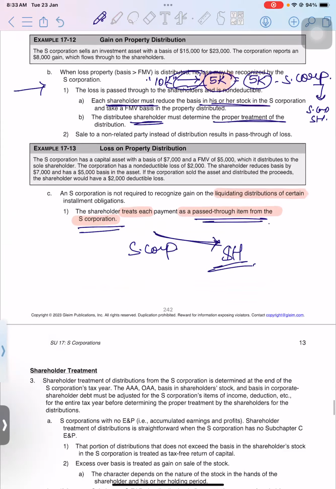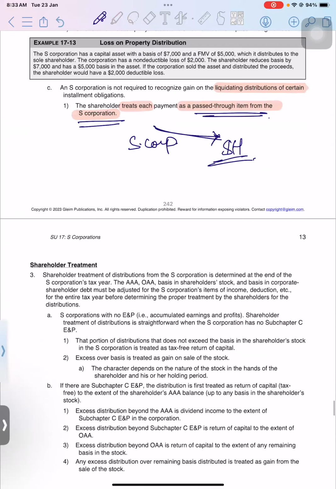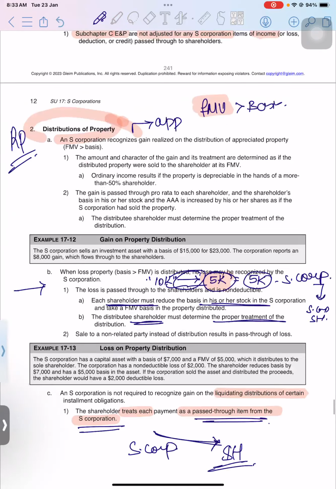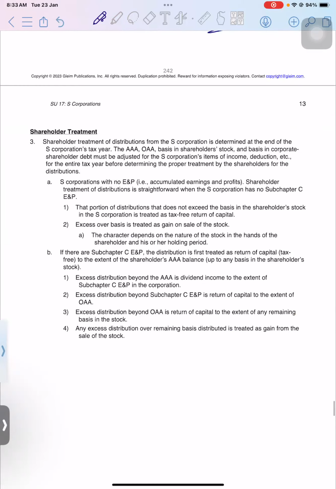Okay, next is the shareholder treatment. This we have seen from the point of view of the corporation. Okay, now what about the shareholders?